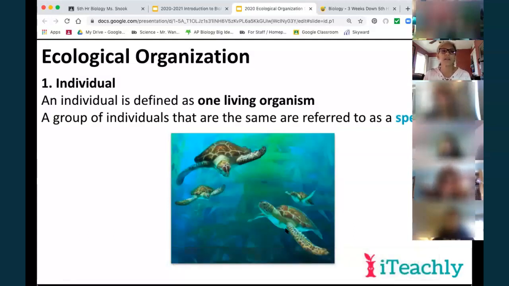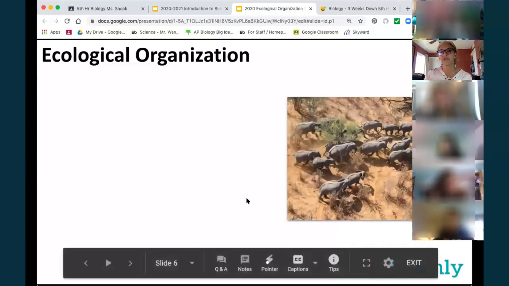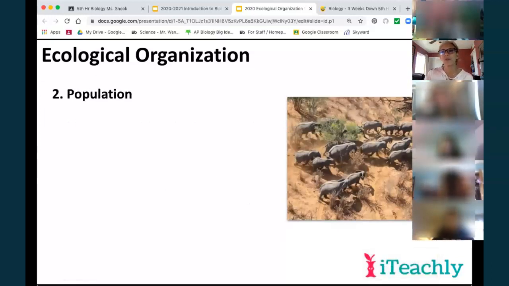So the individual is defined as one living organism, and a group of them in the same area are referred to as a species, right? I should go into populations when I say area, the geographic area. So all of the black squirrels in our woods out back would be the population of black squirrels.